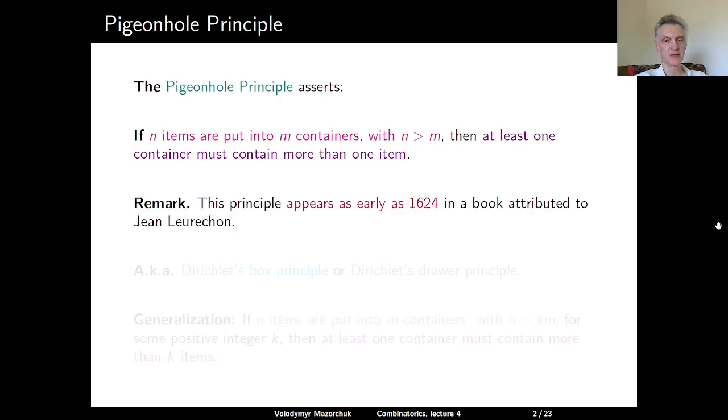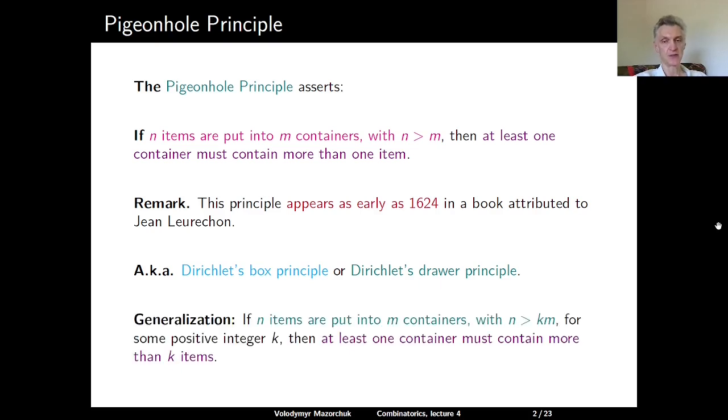This principle appears as early as 1624 in a book attributed to Jean Leurechon, and it has many different names. It is also known as Dirichlet box principle or Dirichlet's drawer principle, and it admits various generalizations. One of them, which we will use, is the following. If n items are put into m containers, and n is strictly greater than k times m for some positive integer k, then at least one container must contain more than k items.